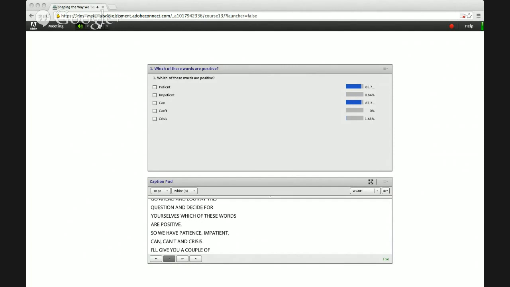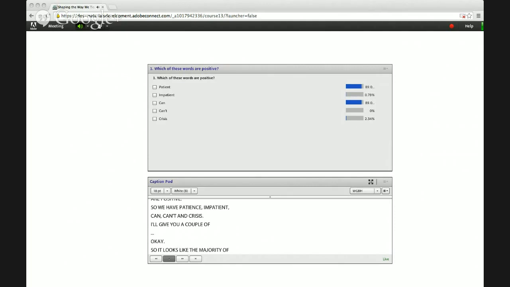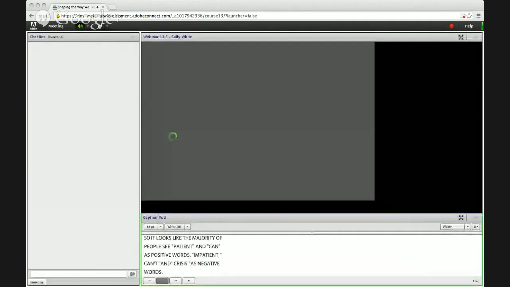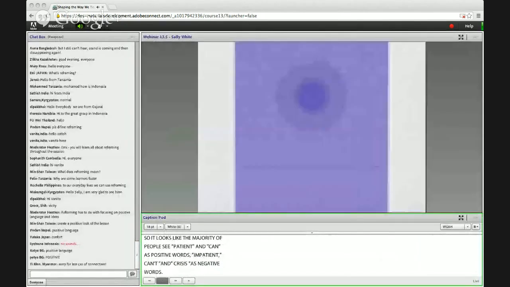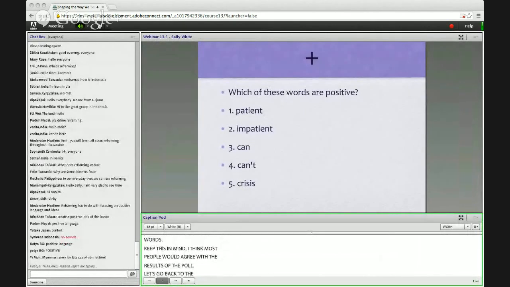Okay, so it looks like the majority of people see patient and can as positive words, impatient, can't, and crisis as negative words. So keep these in mind. I think most people would agree with the results of the poll. Let's go ahead and go back to the presentation. We'll talk more about how to use positive language later in the webinar. For now, let's talk about why.